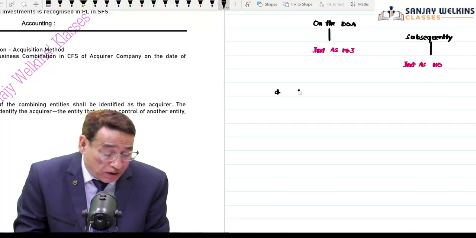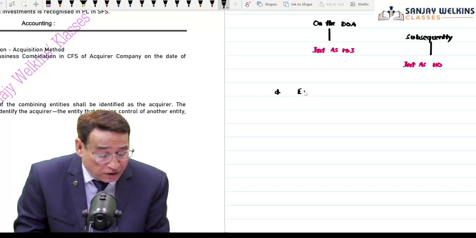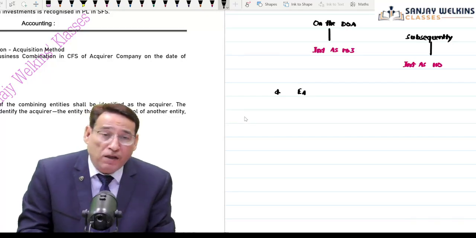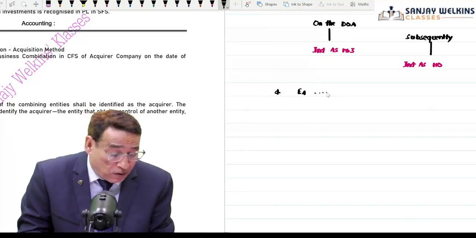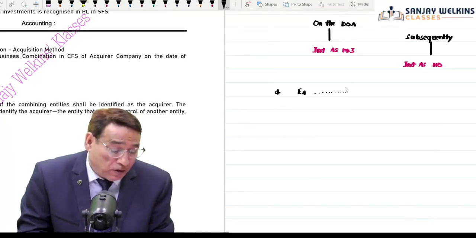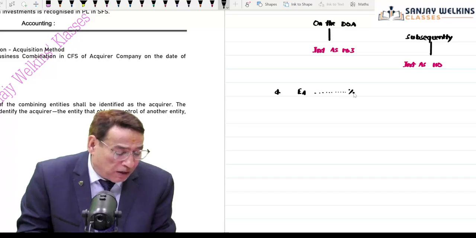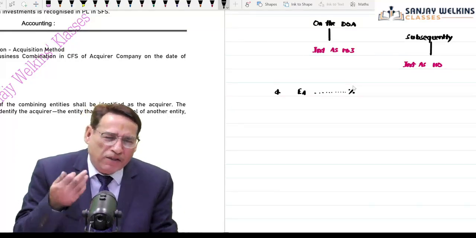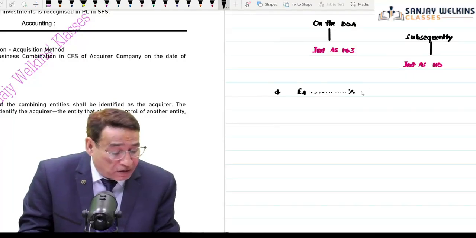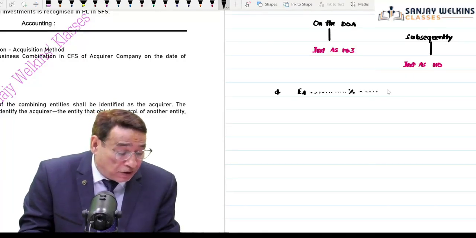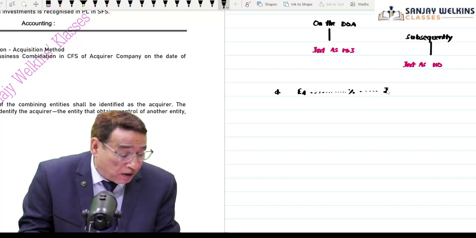In this point, I presume that there is another entity by the name of E4. Correct? This entity E4 has some stakes, whatever percentage, 10%, 20%, 30%, you can presume anything. This entity has some percentage of stakes in a joint arrangement.